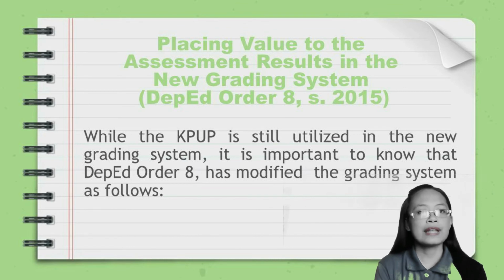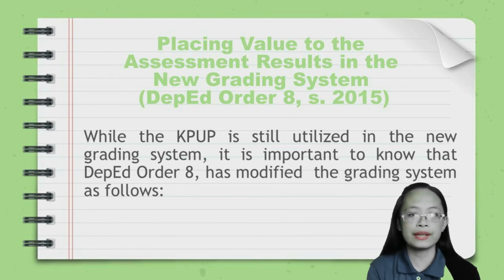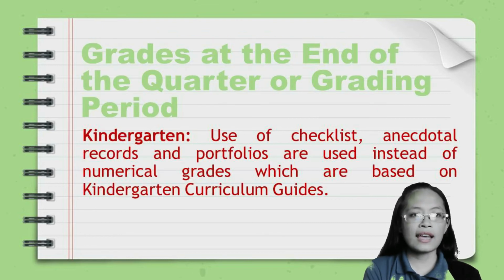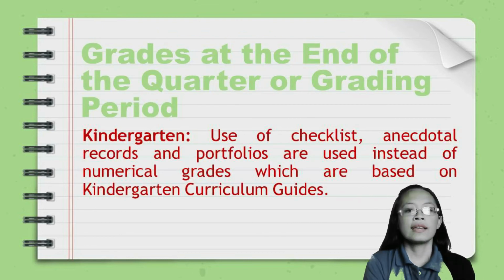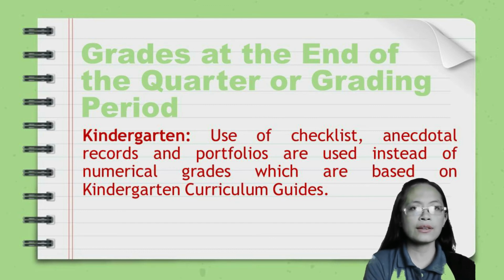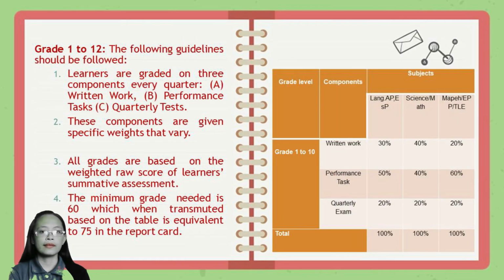Placing value to the assessment results in the new grading system. DepEd Order number 8 since 2015. While the KPUP is still utilized in the new grading system, it is important to know that DepEd Order number 8 has modified the grading system as follows. Grades at the end of the quarter or grading period: kindergarten uses checklists, anecdotal records, and portfolios instead of numerical grades, which are based on kindergarten curriculum guides.